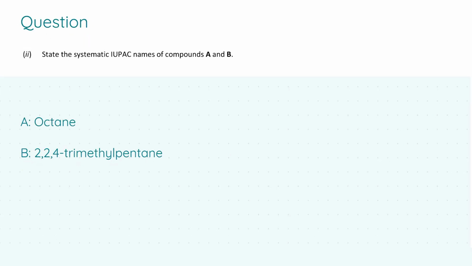And then part 2, they're asking us to state the systematic IUPAC names of compounds A and B. So A is octane and B is 2,2,4 trimethylpentane. I mentioned these a minute ago, but this is the names fully written out, so you know them. And I'll do a quick run through of how we got to this. I'll draw out the compounds and show you how they were named. But firstly, you got 3 marks for stating octane and then an additional 3 marks for 2,2,4 trimethylpentane.